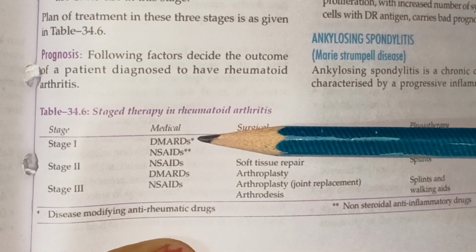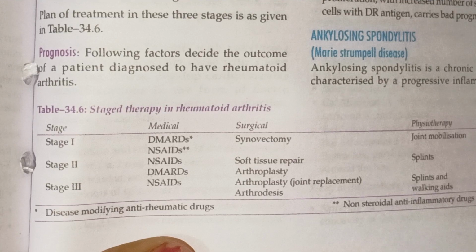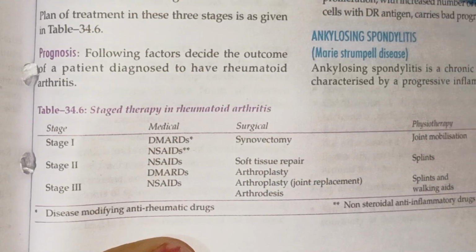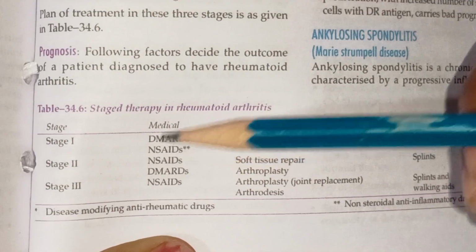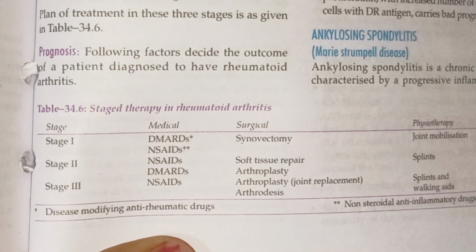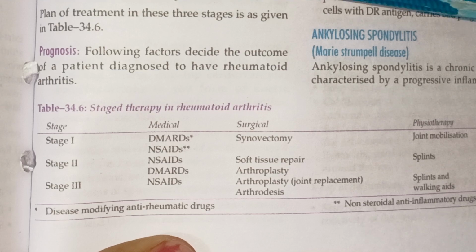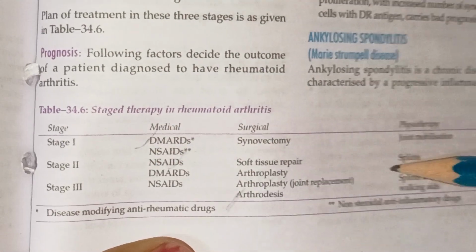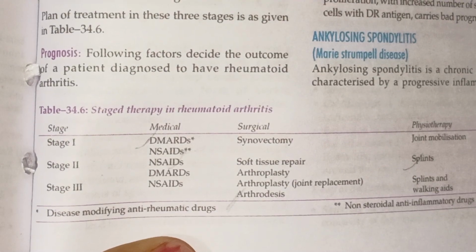In the first stage, potentially reversible soft tissue proliferation, the mainstay of treatment is drug therapy. Second stage, controllable but irreversible soft tissue destruction and early cartilage erosion, where a combination of drug therapy and orthopedic treatment is required. In advanced stages of joint destruction with subluxation or dislocation, primary surgical treatment is necessary. Drugs alone are of no use at these stages.